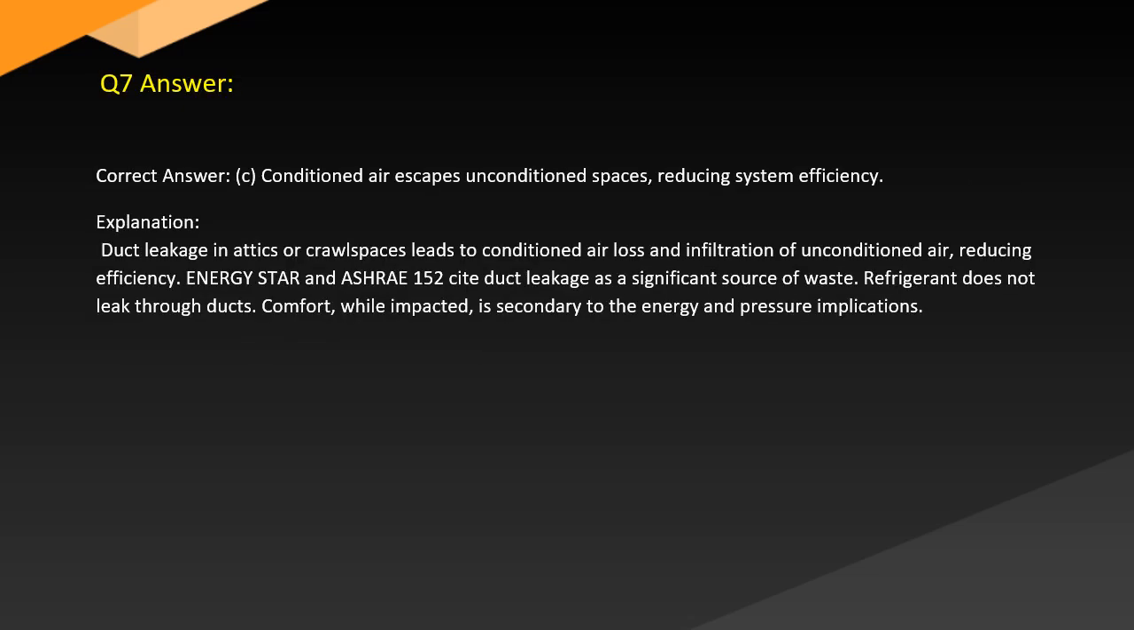Answer. Correct answer: C. Conditioned air escapes into unconditioned spaces, reducing system efficiency. Explanation: duct leakage in attics or crawl spaces leads to conditioned air loss and infiltration of unconditioned air, reducing efficiency. Energy Star and ASHRAE 152 cite duct leakage as a significant source of waste. Refrigerant does not leak through ducts. Comfort, while impacted, is secondary to the energy and pressure implications.